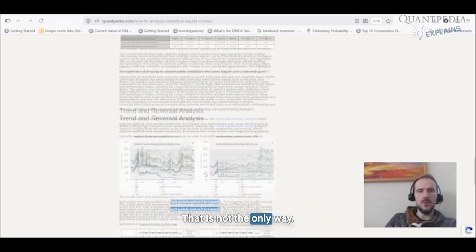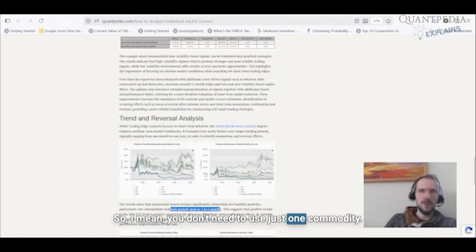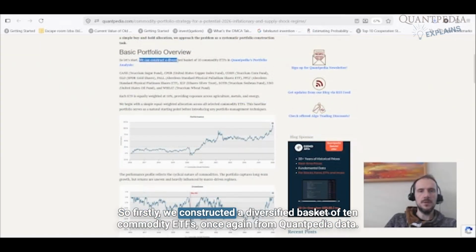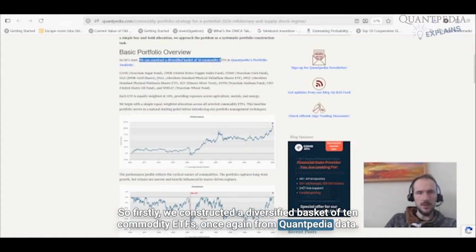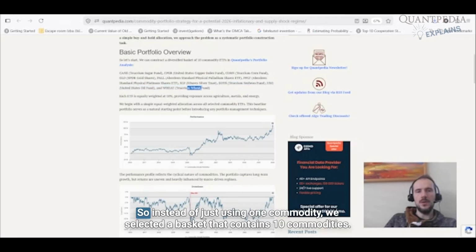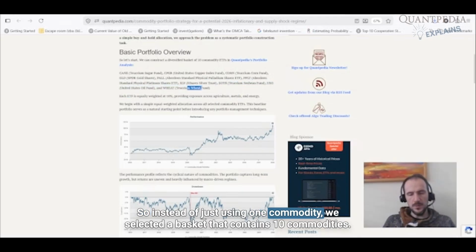And that is not the only way. You don't need to use just one commodity. This second article is about how to use multiple commodities, and how we did it. Firstly, we constructed a diversified basket of 10 commodity ETFs, once again from Quantpedia data. We used sugar, copper, corn, gold, palladium, platinum, silver, soybean, crude oil, and wheat. So instead of just using one commodity, we selected a basket that contains 10 commodities.